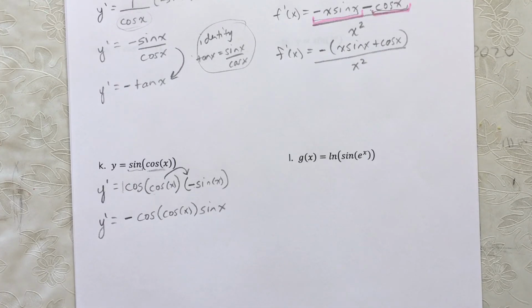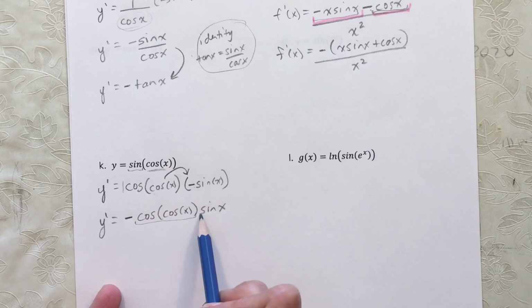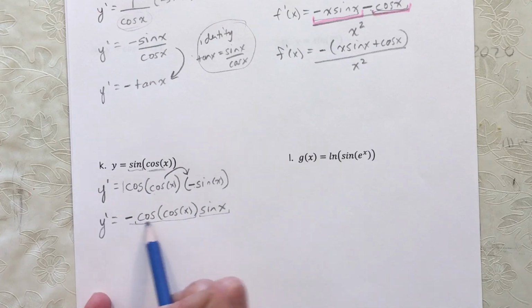So it's really our answer is two things multiplying together. Negative cos of the cos of x times the sine of x.